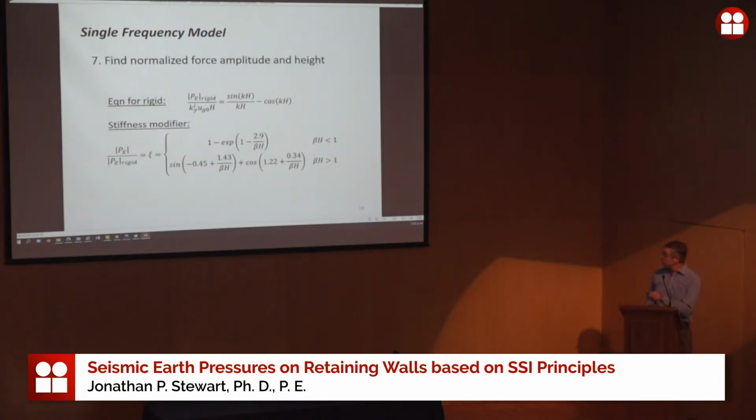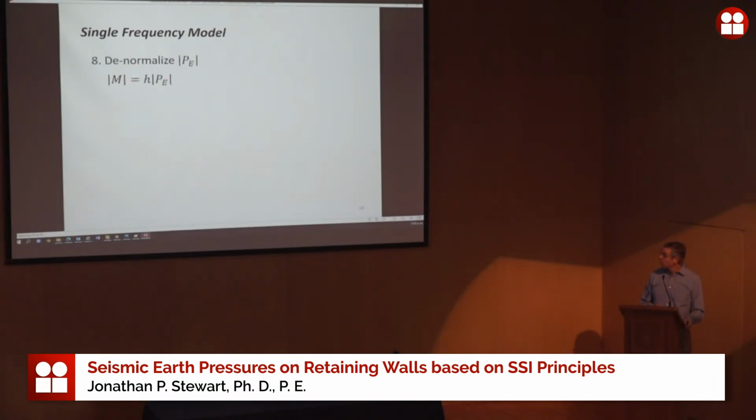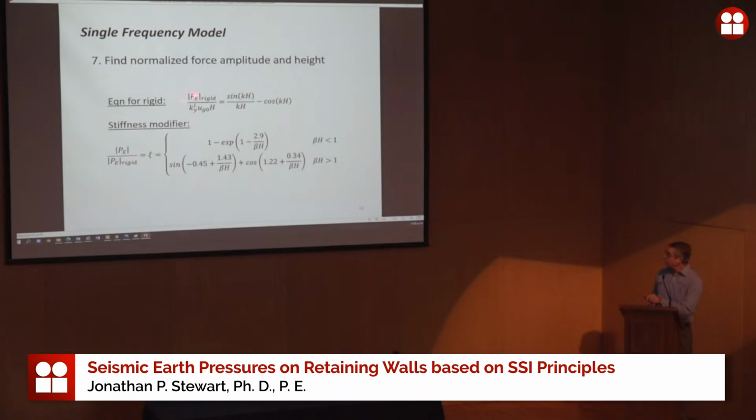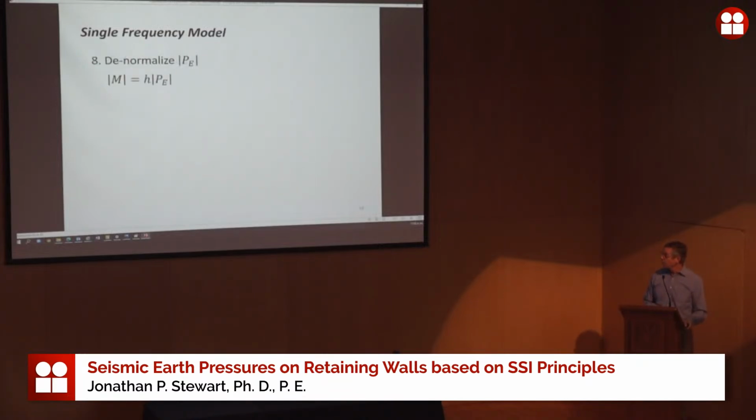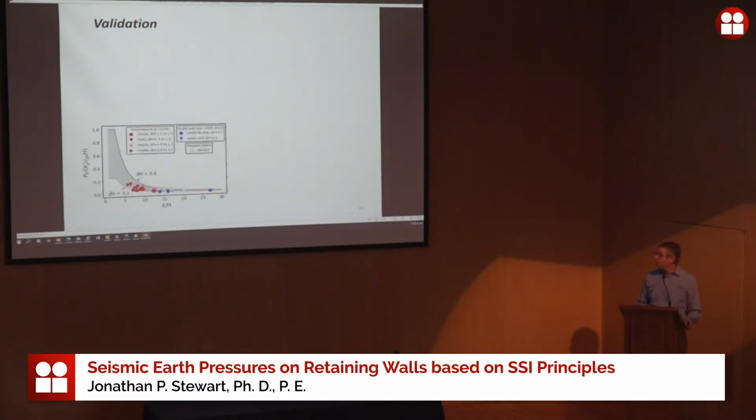So this is that simplified solution for rigid, and you basically are modifying it through this factor here, and this is the equations I just mentioned. You denormalize that force, so it is normalized, so you see that what we're calculating is this ratio, so we multiply by this, this, and this to get the actual force. All of those have been determined in previous steps, and then the force times the height of the resultant gives you the moment at the base of the wall.